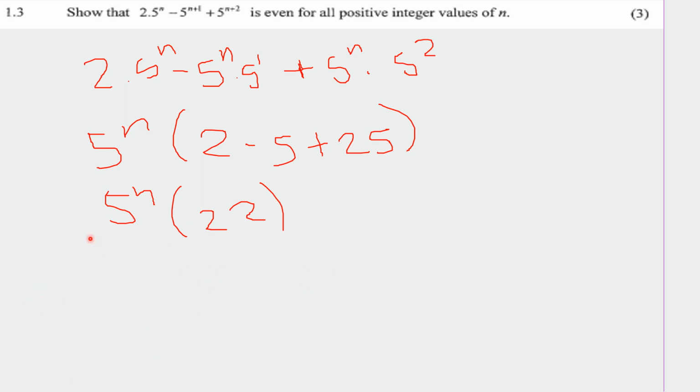I can't write here, so please just try to say any integer multiplied by an even number, the answer will always be even. So like any number here, even if it's odd or even, when you multiply it by an even number, which is 22, then your answer will be even. That means we have shown that for any positive integer n, the answer of this expression will be even.